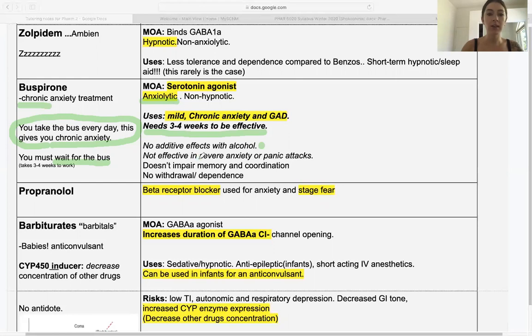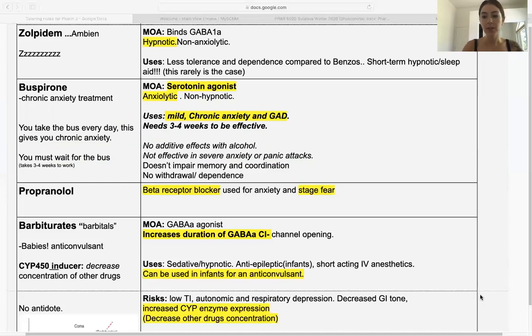So in severe anxiety or panic attacks, alprazolam is more frequently prescribed. Buspirone doesn't impair memory and coordination, so patients can take it and go to work normally or drive. And there's usually no withdrawal or dependence on buspirone. So remember, buspirone, chronic anxiety. Alprazolam and diazepam are more for acute anxiety.